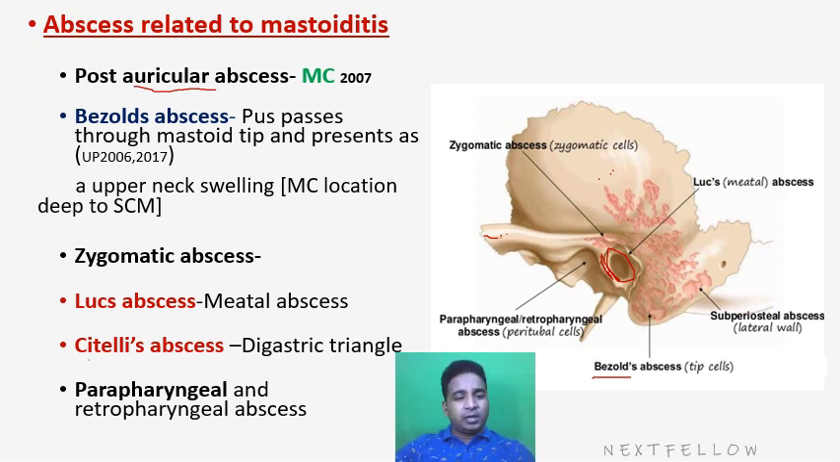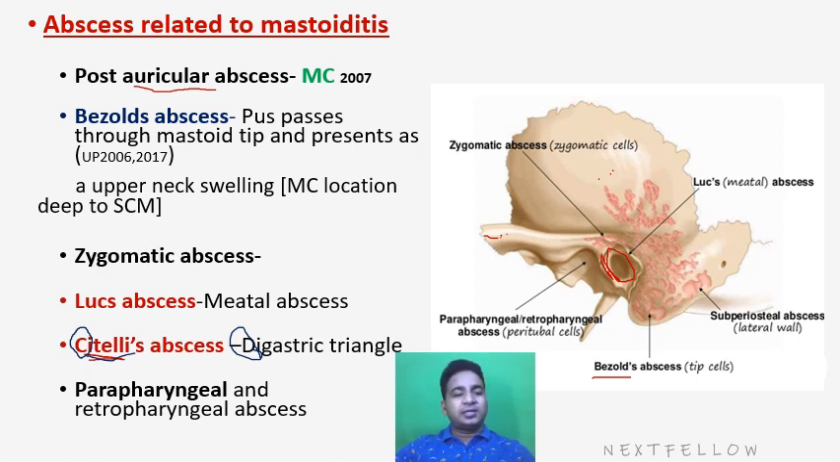Then there occurs another abscess which is known as Citelli abscess. So I remember by this that C and D, after C comes D. So this is how you can memorize it. So Citelli abscess is an abscess which is draining along the digastric triangle by means of C and D, because D comes after C. So Citelli abscess is an abscess which is along the digastric triangle.